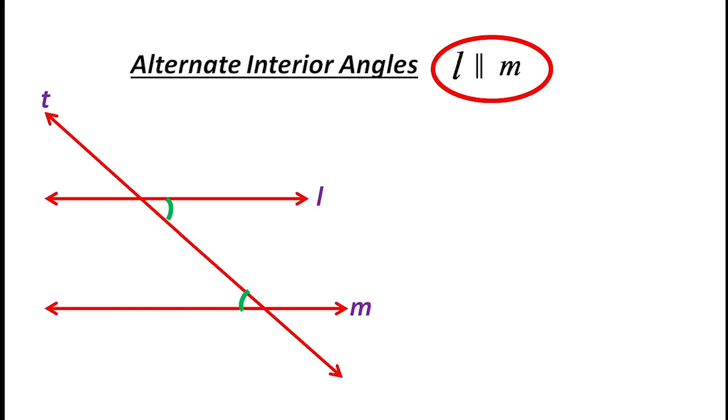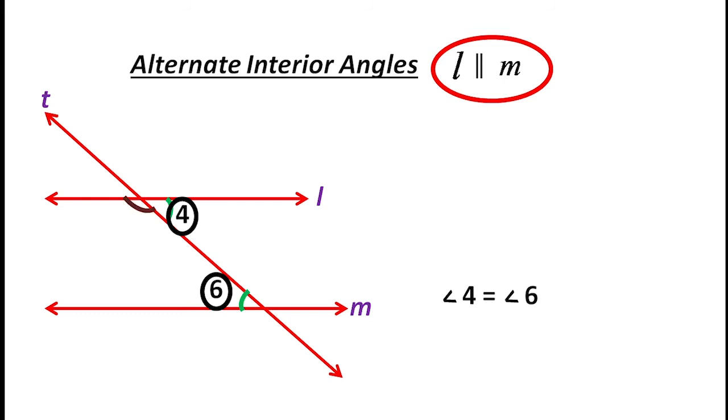From the name itself you can understand that alternate means one is on the right side and another is on the left side. Interior means both lie in between the lines L and M. These two angles will be equal if L and M are parallel. Here L and M are parallel, so angle 4 equal to angle 6.